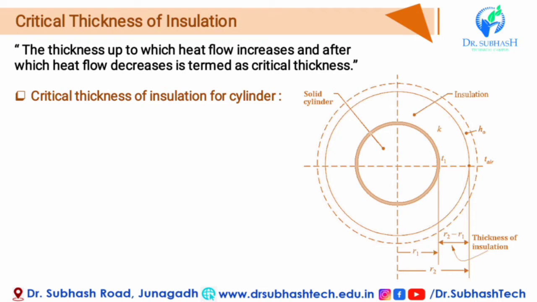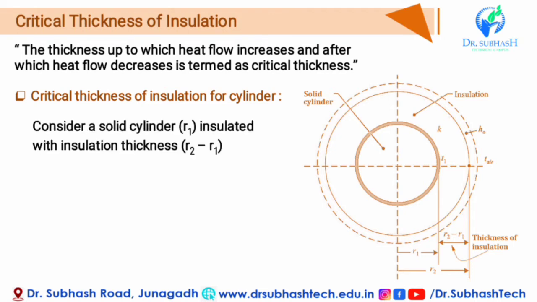Here consider a solid cylinder having a radius R1 and insulation thickness of R2 minus R1. L is the length of the cylinder, which is not shown in the figure. h0 is the convective heat transfer coefficient at the outer surface of the insulation. K is the thermal conductivity of the insulating material. T1 is the surface temperature of the cylinder, and T air is the outside temperature of the air.